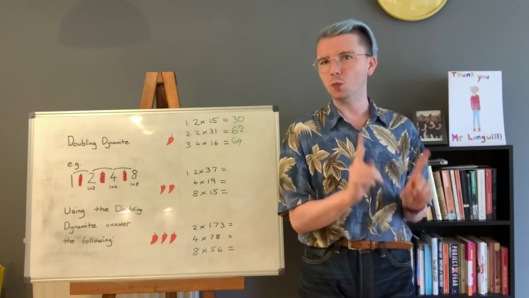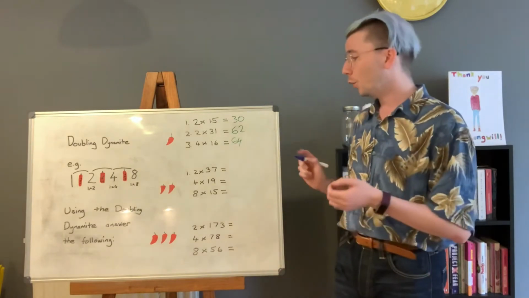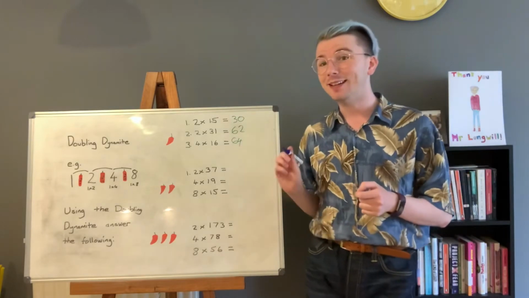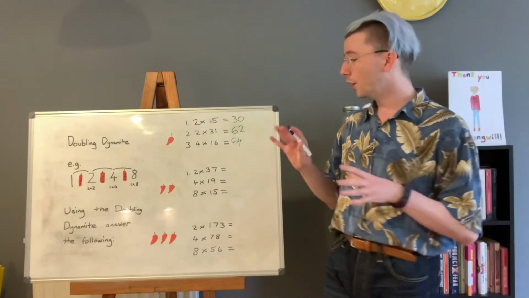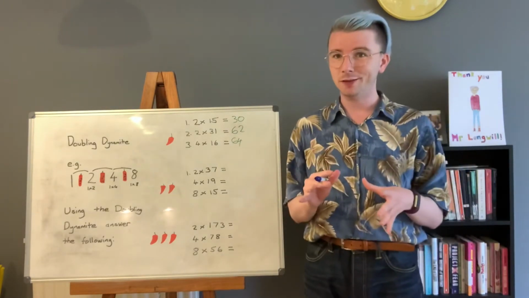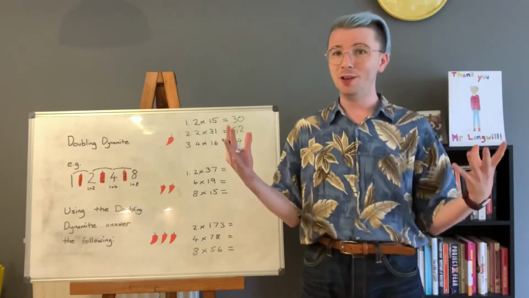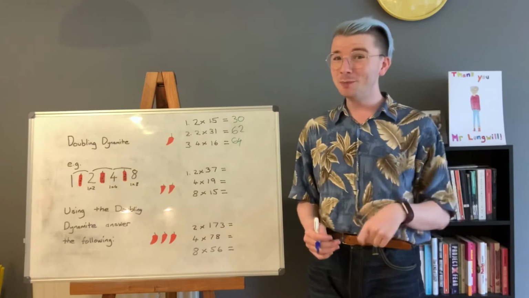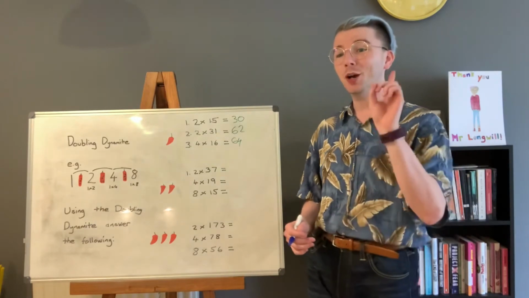Let's go over what our medium problem was. We have to figure out what 2 times 37, 4 times 19 and 8 times 15 are. So, for 2 times 37, how many times do we need to double the number 37? Only once. When we're timesing by 2, we're only doubling the number once.